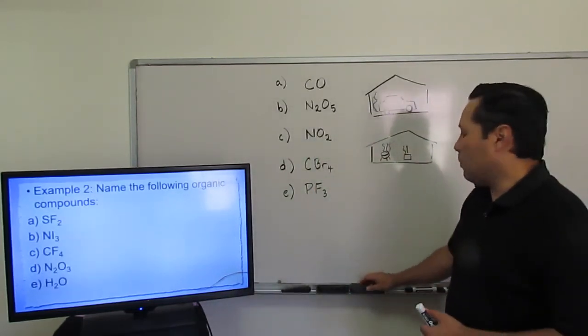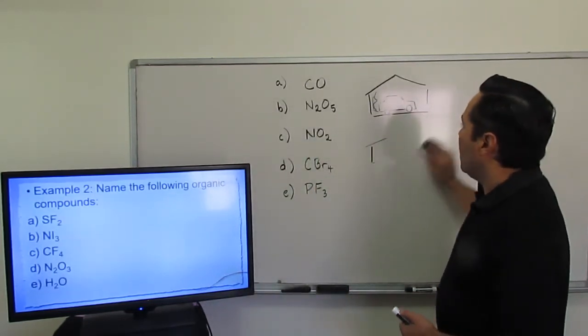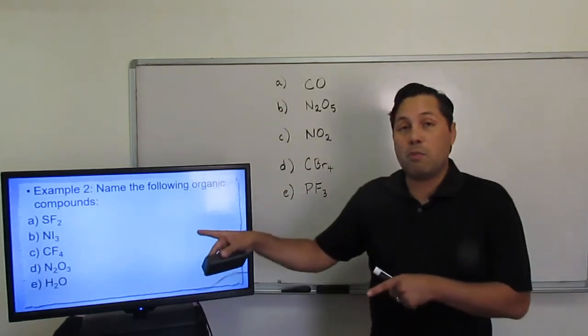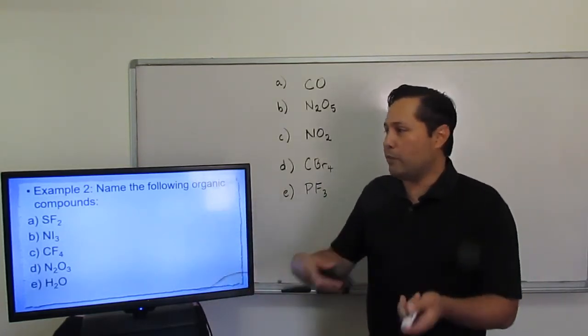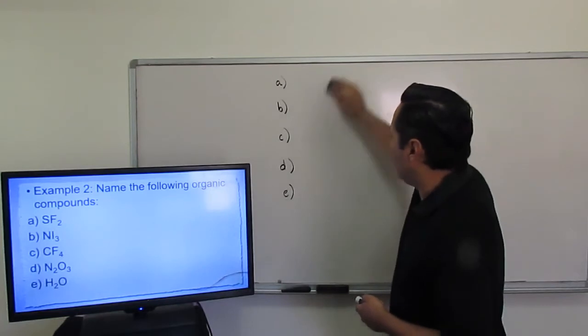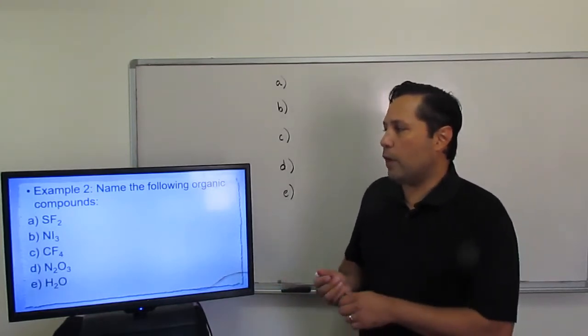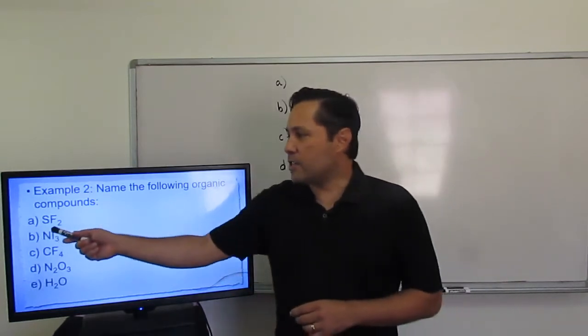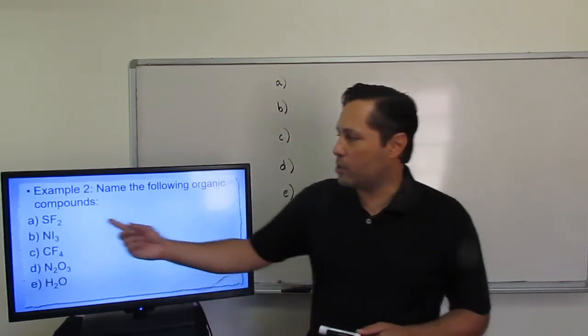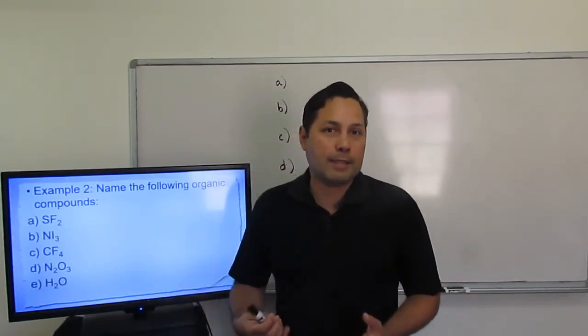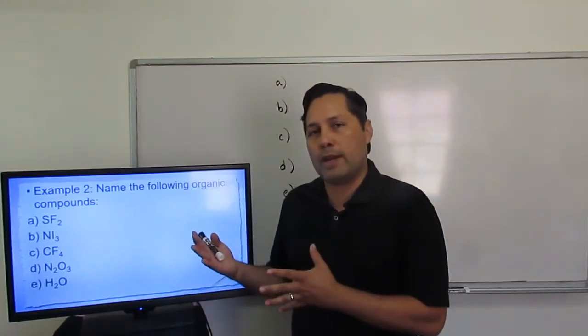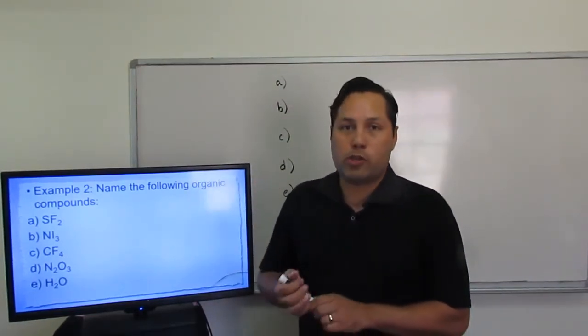In our second example, we're going to do the opposite. I give you the molecule, and now you have to give me its name. Alright, so example 2, name the following compounds. SF2. Let's start with the S. Again, you need your periodic table handy. If you look for the S towards the right hand side, you know that it's sulfur.